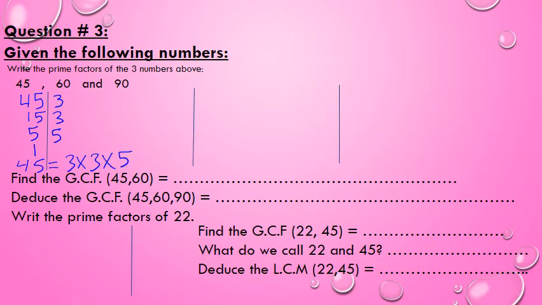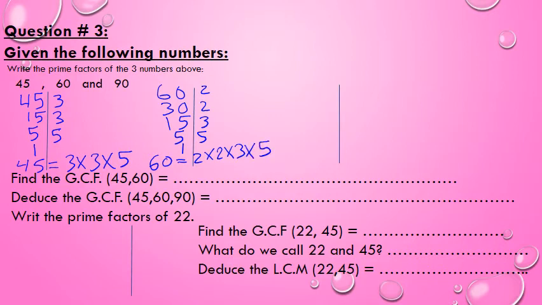Now, Dana, give me please the prime factors of 60. By 2 it's 30. Yes. By 2 it's 15. Yes. By 3 it's 5. By 5 it's 1. So the prime factors of 60 are, Dana? 2 times 2 times 3 times 5. Okay, 2 times 2 times 3 times 5.